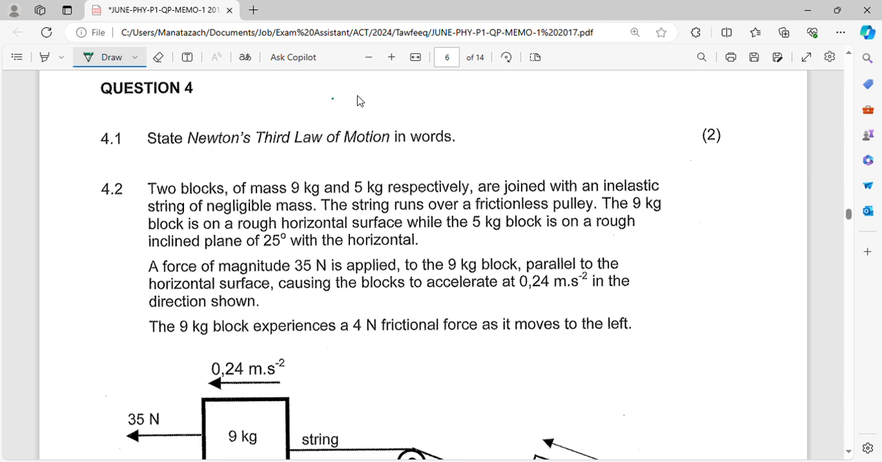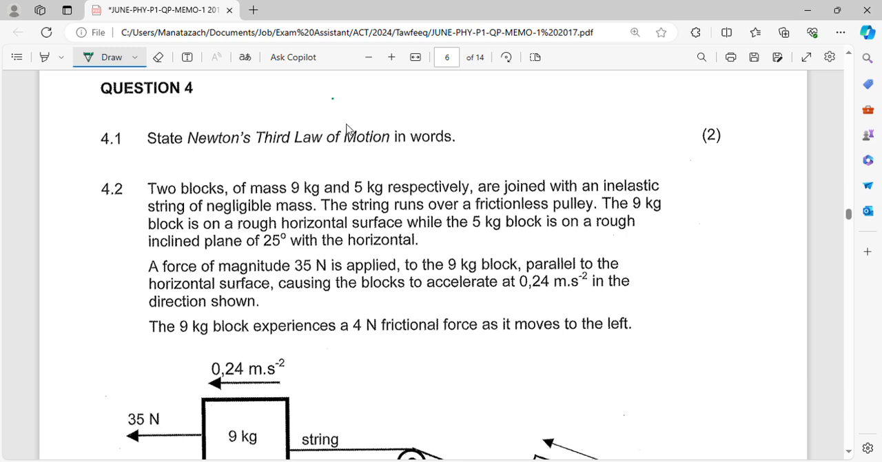Today we'll be doing a Newton's second law application. It's an exam question based on grade 12 or also grade 11. So let's start with it. Question 4 says 4.1, state Newton's third law of motion in words.